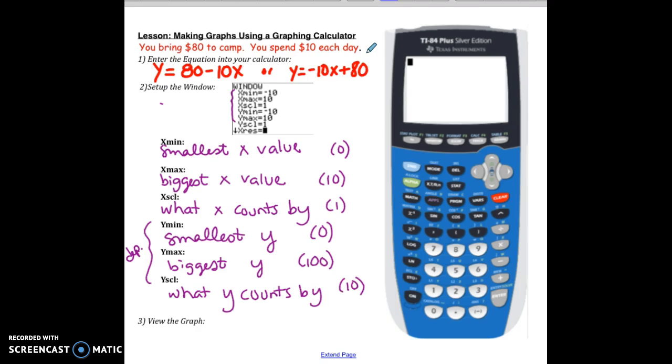Okay, so let's set up our entire window. How we're going to do that when we want to set up the window, it's like going to the table, except you don't have to hit the second button. You just go right here and press window. So we're going to go ahead and do that, set up with the values I just recommended. So again, if you don't have your graphing calculator, you need to pause the video and go get it because it really only works if you're doing this along with me.